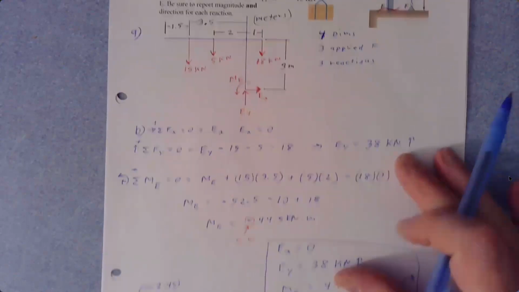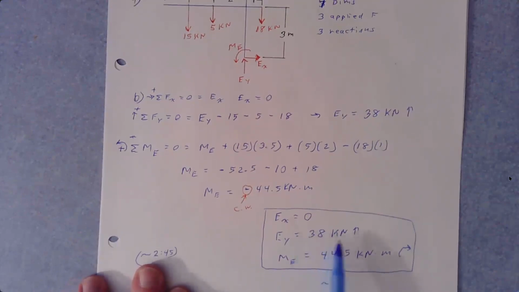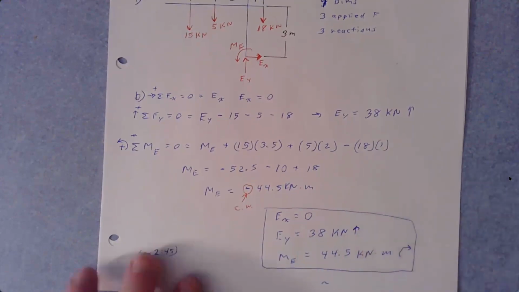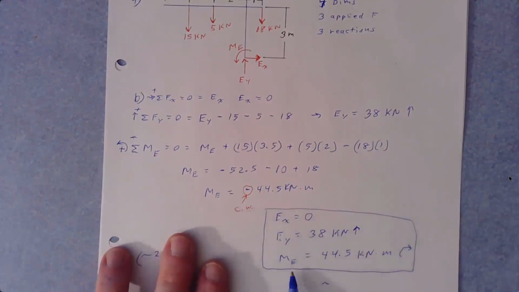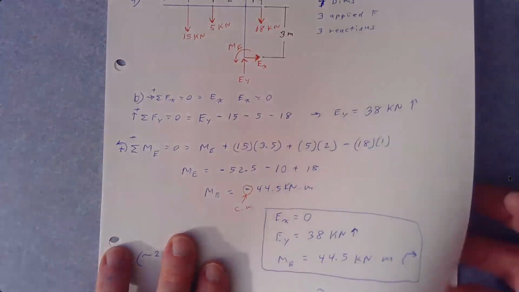So I'm reporting all the values down here. E sub x is 0. These are the reactions. E sub y is 38 kilonewtons. Notice the up arrow indicating it's acting up, positive y direction. And the moment at E in this case is 44.5 kilonewton meters. Again, notice the units. A moment is a force times a distance, and the direction is clockwise. All right, so that's number 1. Let's go to the second problem.